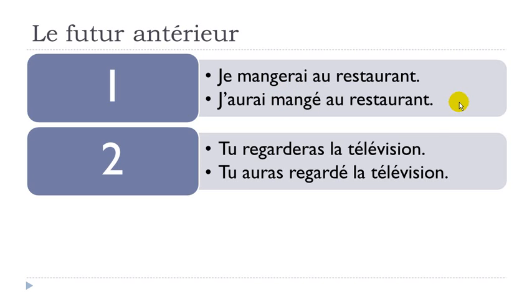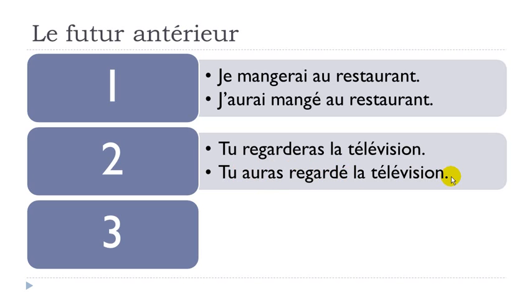Second example, if we take the sentence, tu regarderas, regarder is to watch, la télévision. Tu auras regardé la télévision. This is the same structure at the futur antérieur. What can we see? We can see avoir one more time, at the future tense. And then here we can see that we've got the participe passé form.